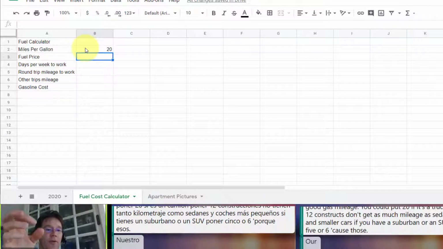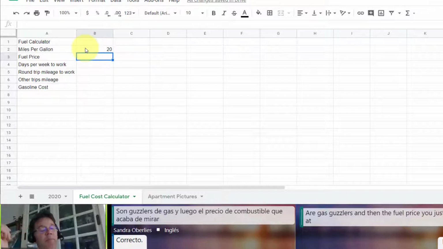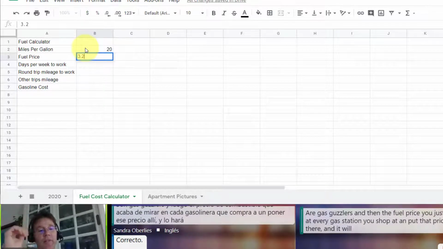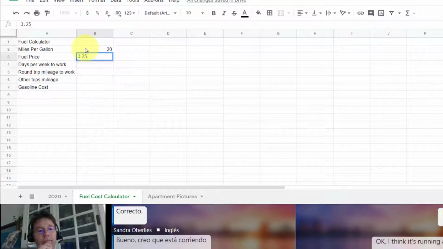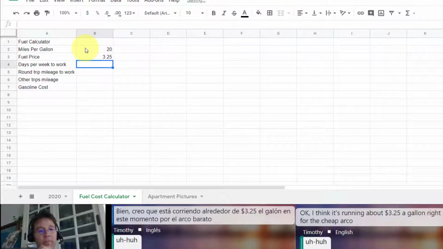And then the fuel price, you just look at whatever gas station you shop at and put that price in there, and it will change up and down. So you'll want to make sure it's like an average of how much you spend on fuel price. Okay, I think it's running about $3.25 a gallon right now for the cheap Arco gas. So we'll put that in for right now as a starter.